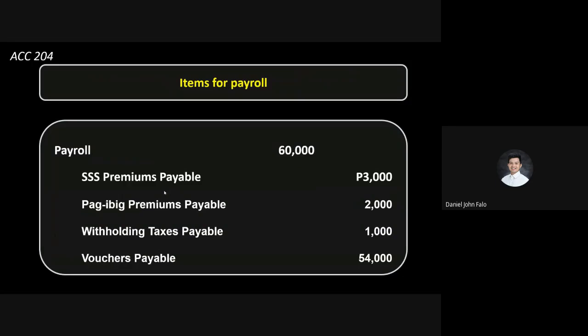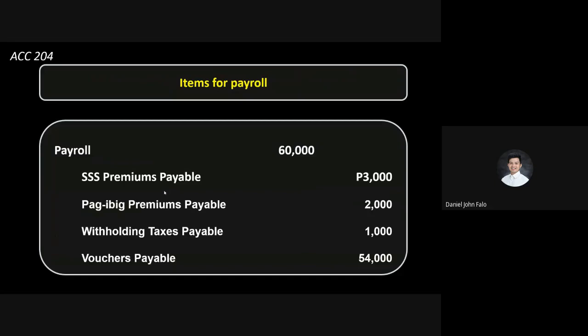So we have the items for payroll. I think these are given. So we have SSS premiums, 3,000, Pag-ibig premiums, 2,000, and withholding taxes payable, 1,000. So the journal entry to record the payroll is debit payroll, 60,000.